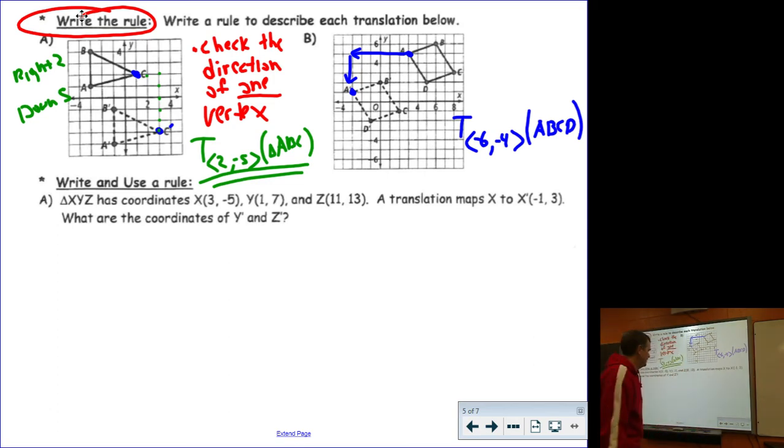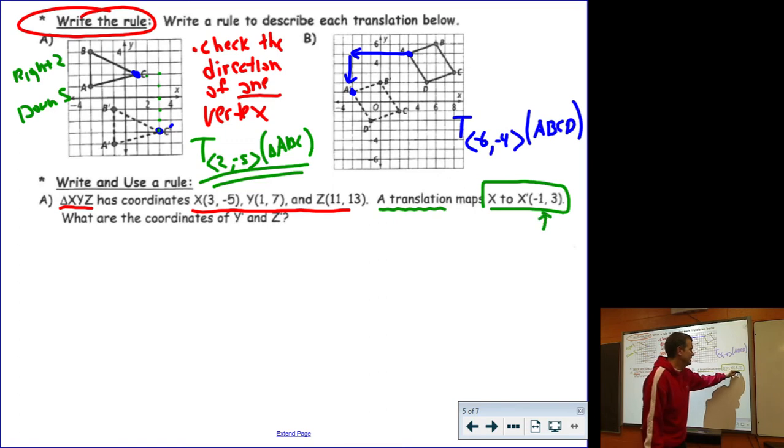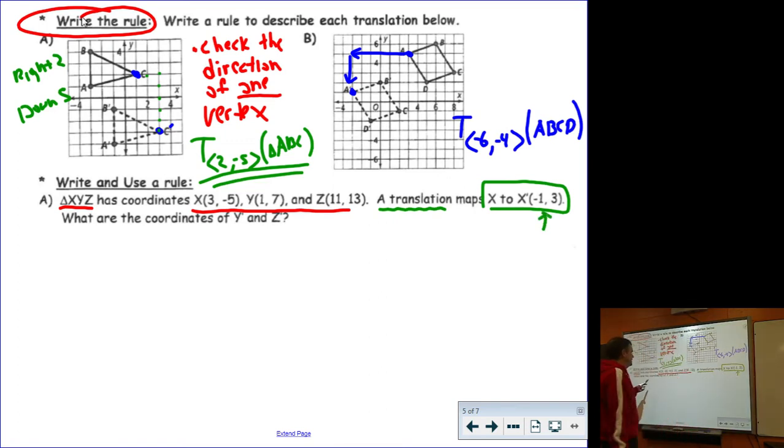All right, I got one more for you. In this case, we have to write the rule and use the rule. A little bit tricky. It tells me in this problem that triangle XYZ has these coordinates. And here's the important thing. Some translation maps x to -1, 3. And they want to know the coordinates of y prime and z prime. All right, so how are we going to do this without a graph?